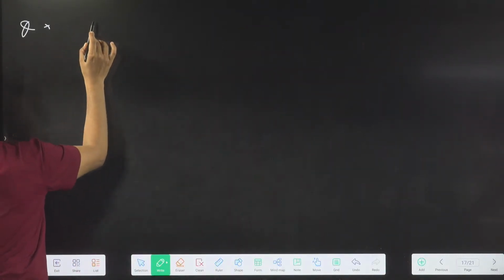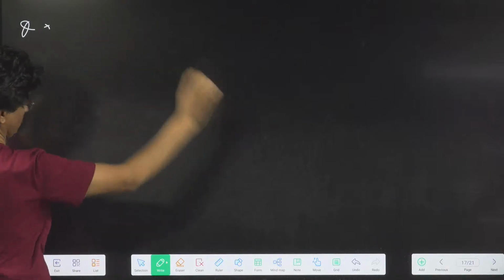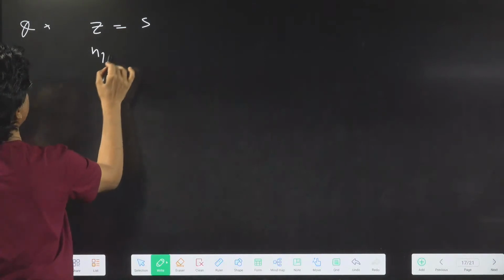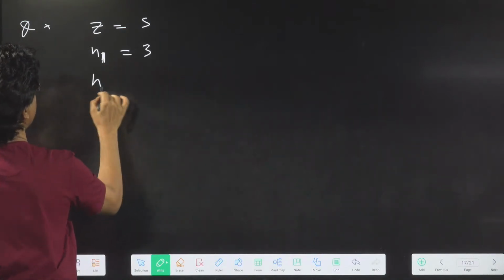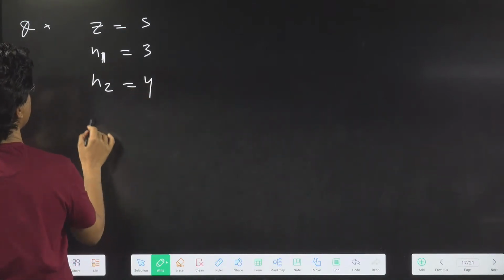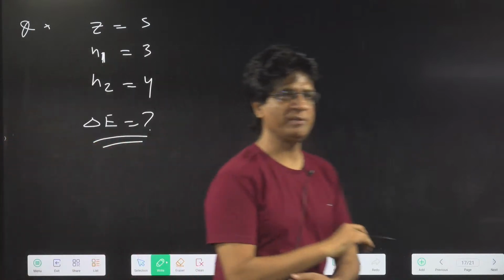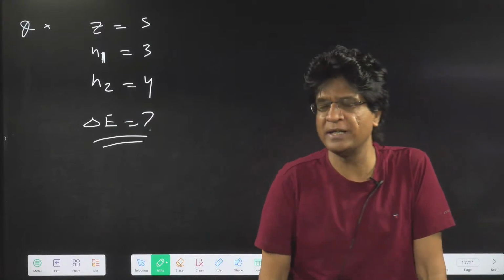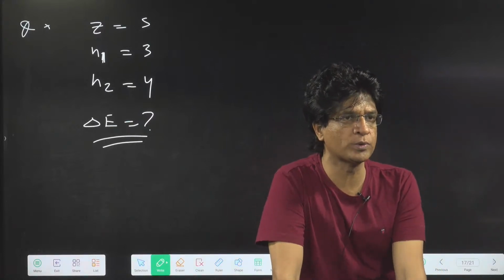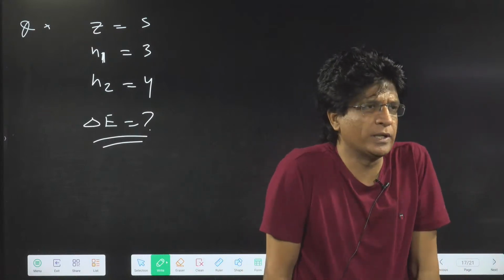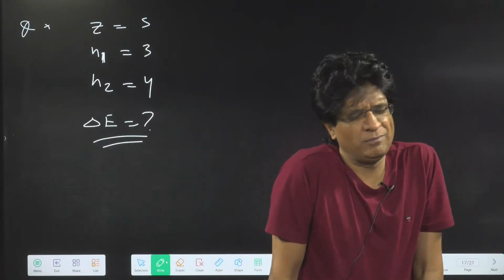Okay, one more question. This question says Z is given as 5, N1 is given as 3, N2 is given as 4. They're saying find delta E. You can give me an approximate answer, because in NEET normally the options are not very close. Once in a while, in 3-4 years, they give one such question, which can be handled.